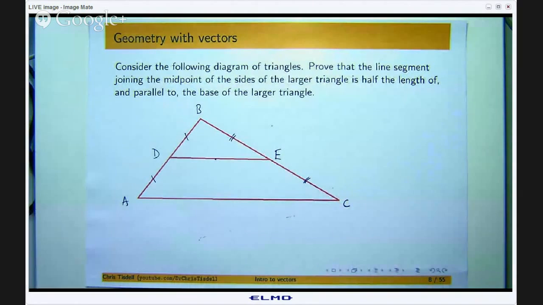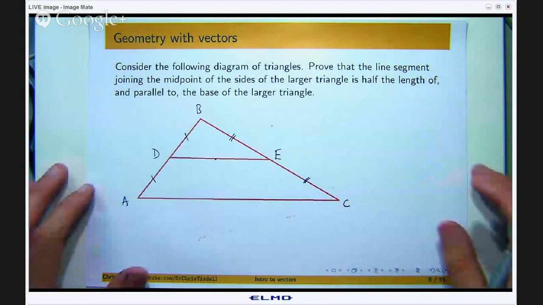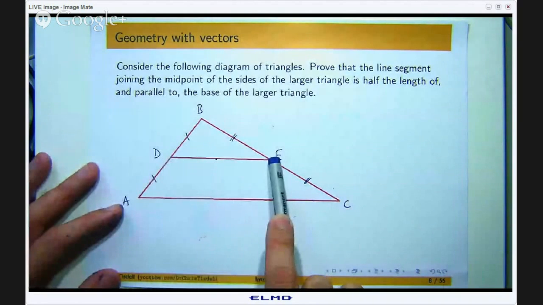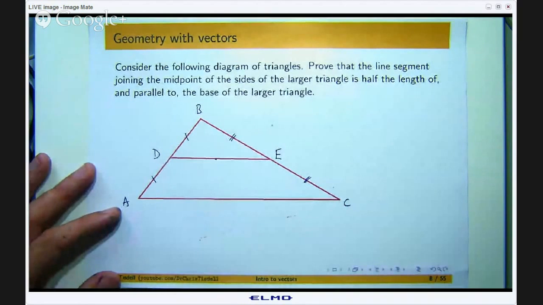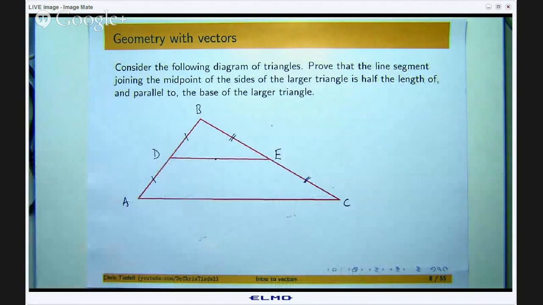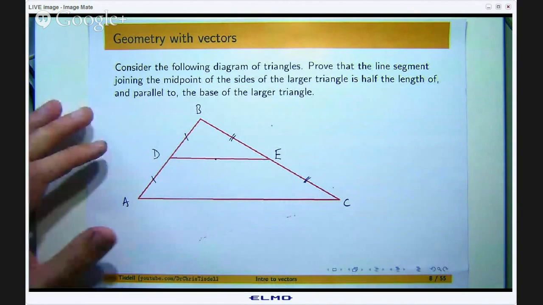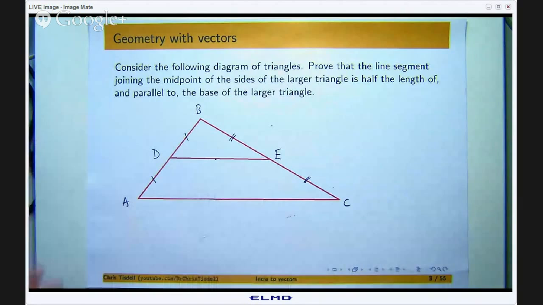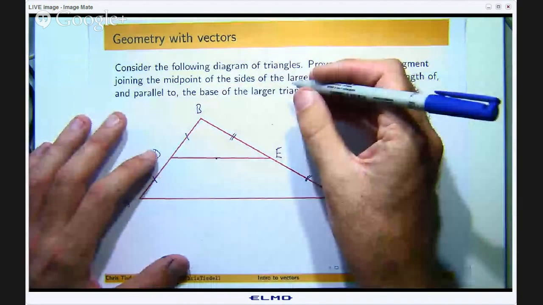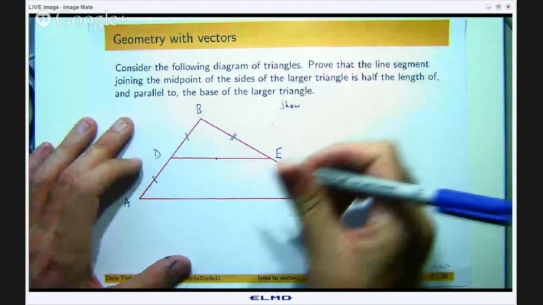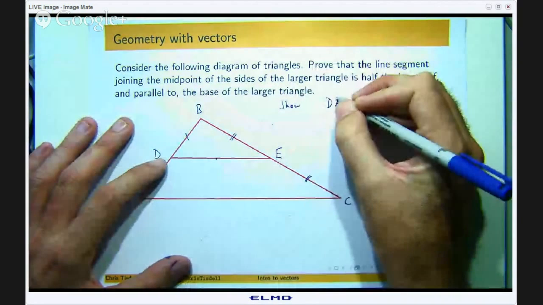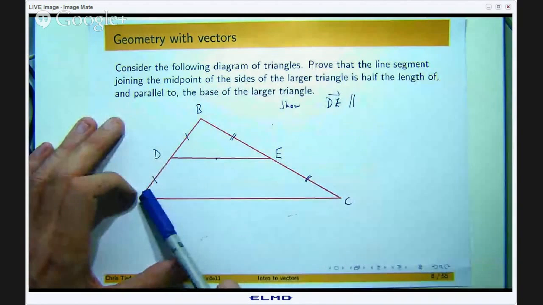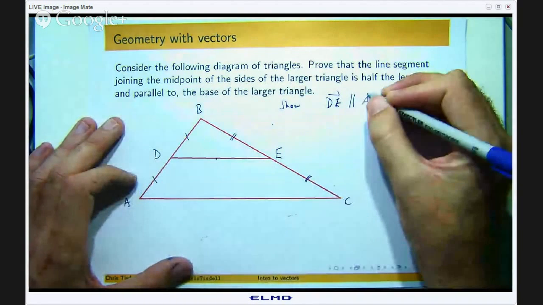Okay, so there are really 2 things that they want us to show in this problem. They want us to show that this line segment is parallel to the base side, and that it is half the length of it. So how do we do it using vectors? Well, let me show you. We're basically going to show first that the vector from D to E is parallel to the vector from A to C.